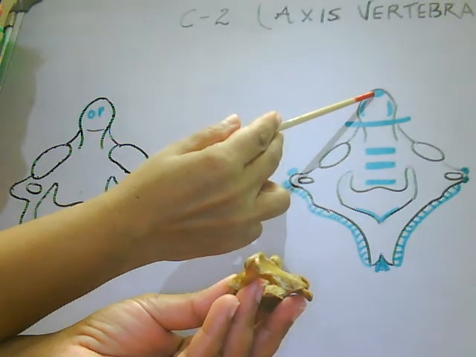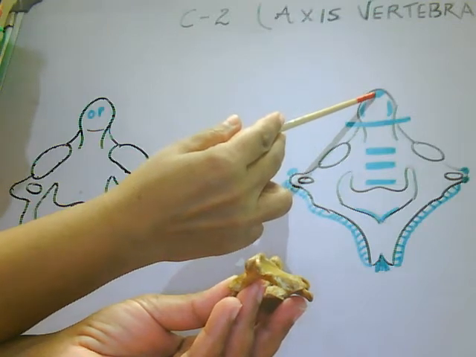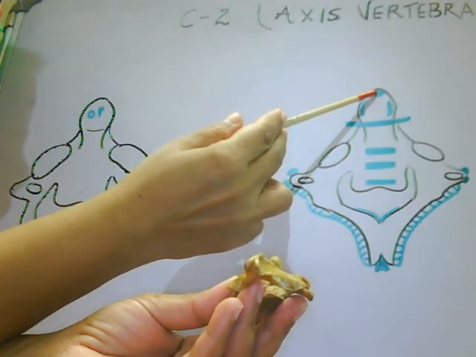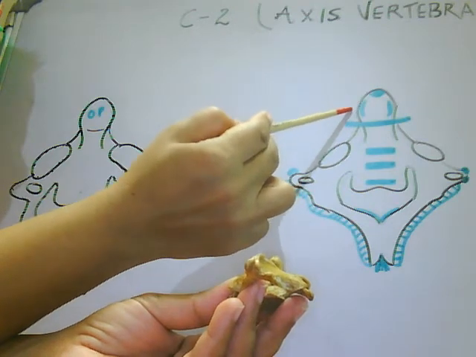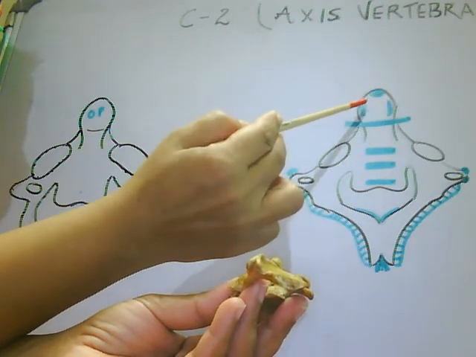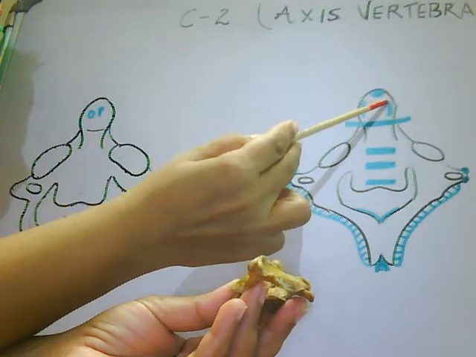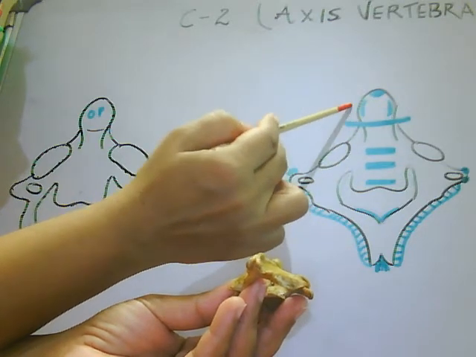So in this diagram you can see this is the odontoid process of the axis vertebra, and here at the tip of this odontoid process you can see there is attachment of a ligament. This is known as the apical ligament of dens. On both sides of this tip, this is the sloping area, and on this there is attachment of another ligament that is known as the alar ligament.